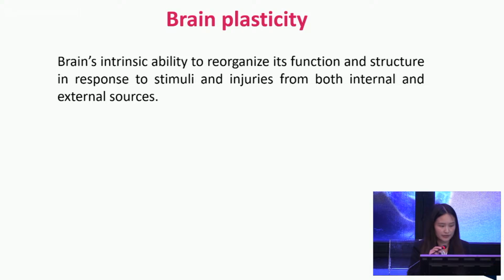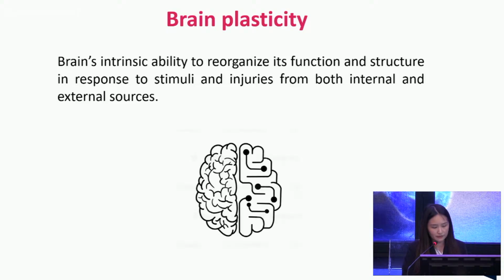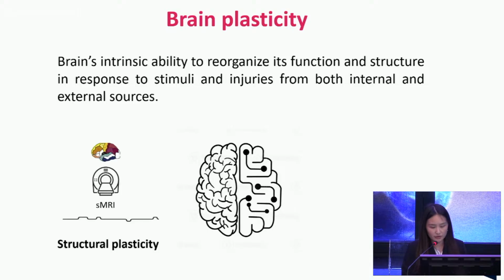What is brain plasticity? Brain plasticity refers to the brain's intrinsic ability to reorganize its function and structure in response to stimuli and injury, from both internal and external sources. Brain plasticity mainly includes two types. The first one is structural plasticity. Structural plasticity involves the physical changes in brain architecture that can be measured by structural MRI.